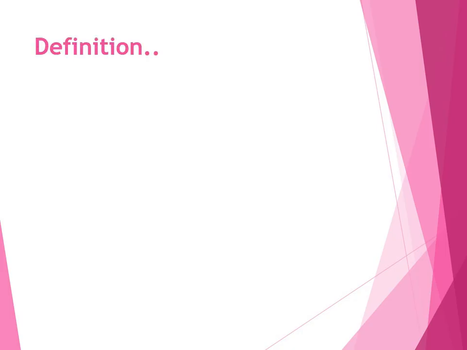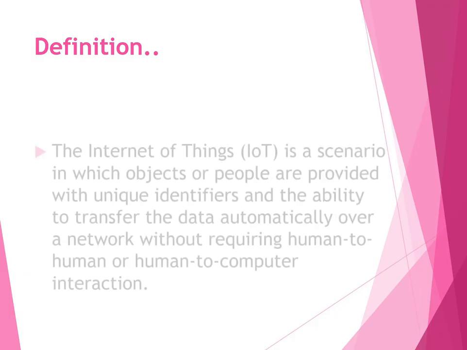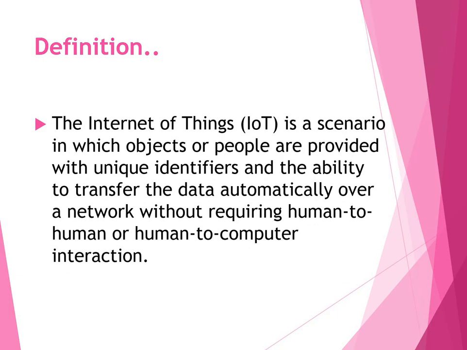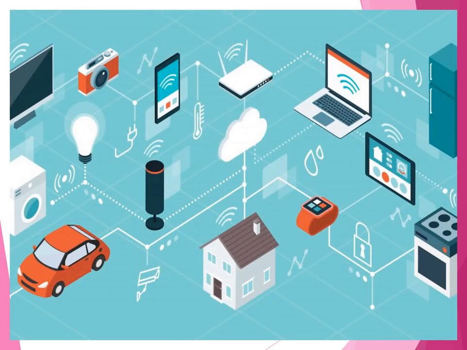Now, we are going to know about the definition of IoT. The Internet of Things, IoT, is a scenario in which objects or people are provided with unique identifiers and the ability to transfer data automatically over a network without requiring human-to-human or human-to-computer interaction. In this, we can see the different objects, that is, mobile phones, laptops, cars, cameras, homes or industries, can access the network with the use of IoT.